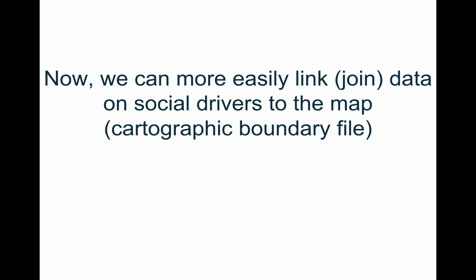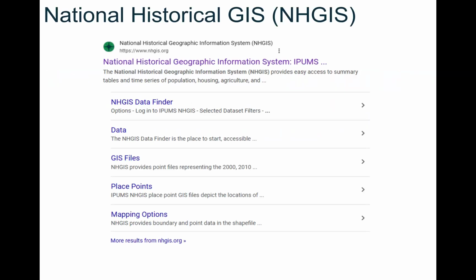Now we can more easily join or link these data on social drivers to the map. So linking attribute tables or data tables to these cartographic boundary files, which are just the shape files you're looking at. Now, there's no one way to do this. But I find, especially starting out, that the National Historical Geographic Information System, or the NHGIS, is probably the highest yield location to start.